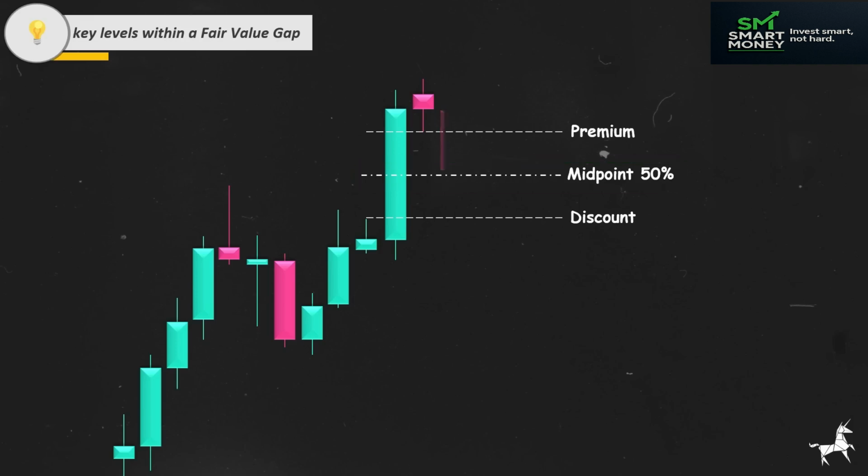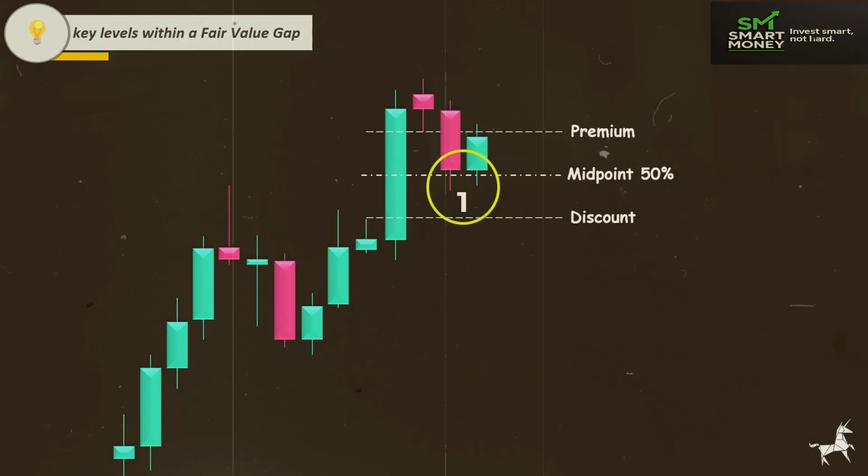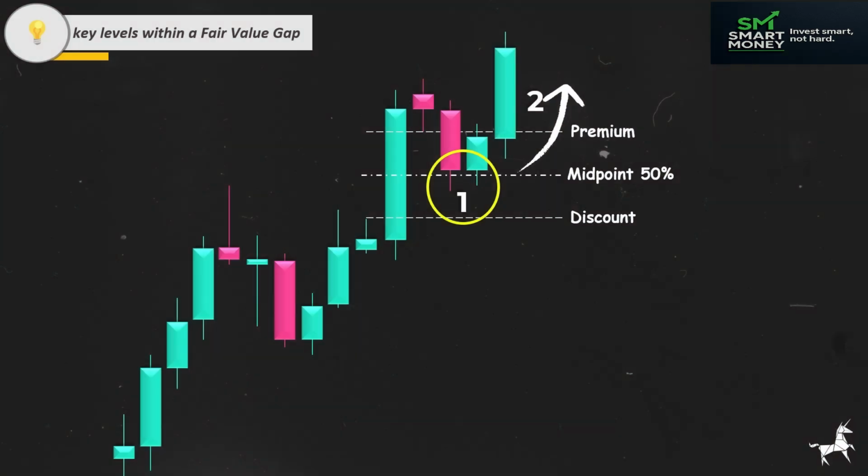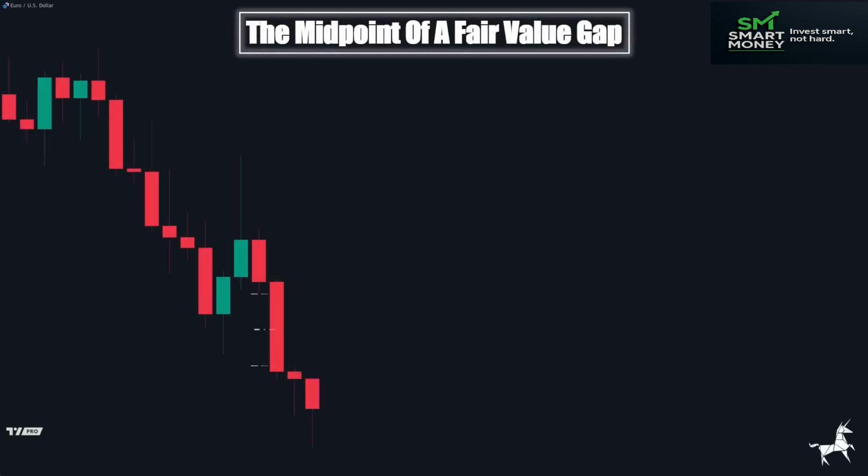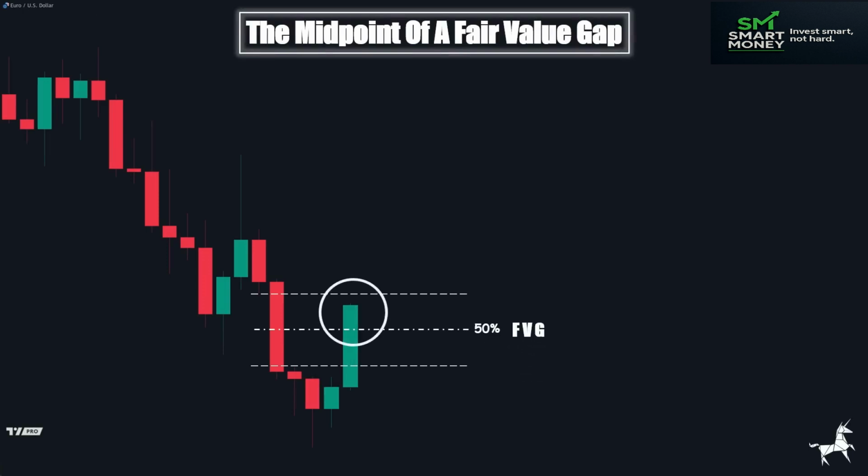If price returns to this level and shows respect or rejection, it's a strong signal that the market may continue in its original direction. However, if price breaks through the midpoint without any rejection, that's often a clear sign the original imbalance has failed, and price may soon head in the opposite direction.